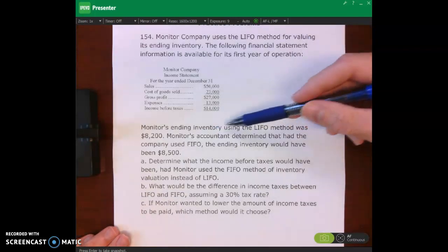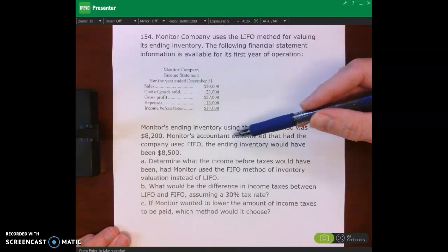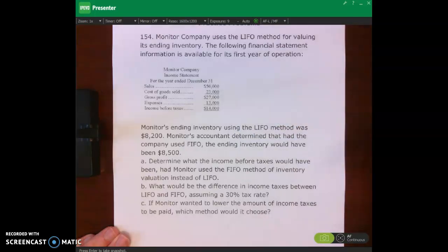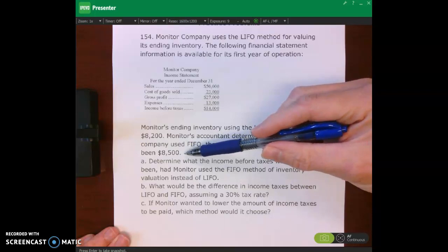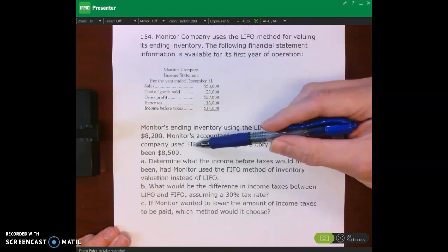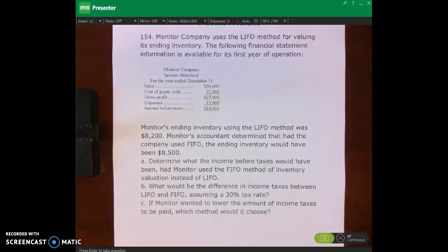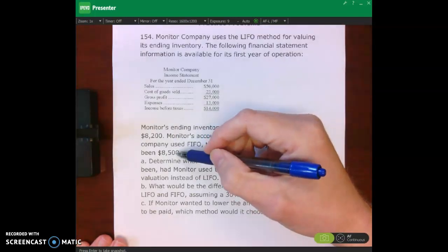Monitor's ending inventory using LIFO was $8,200. Had the company used FIFO, the ending inventory would have been $8,500, which is higher, right? Which makes sense, because with FIFO the most recent purchases are assigned to ending inventory. Remember, the inventory that we acquire first, with first in, first out, goes to cost of goods sold, and so the most recent purchases would go to ending inventory. So you would expect ending inventory to be higher.